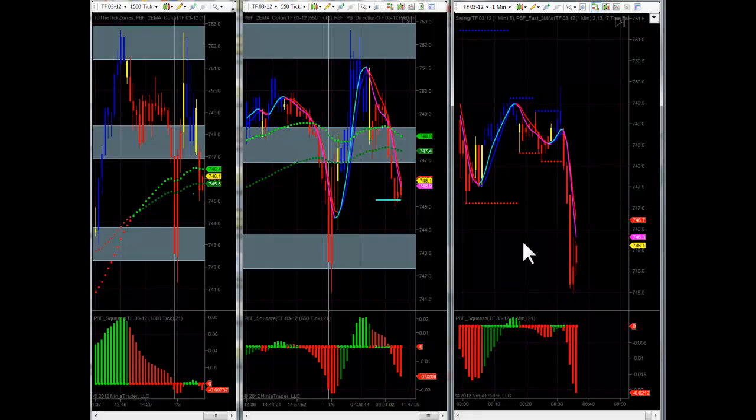But we're just going to have to give this trade a little bit of time and see how it pans out. We're touching that resistance area, both on the long term and the medium term charts.